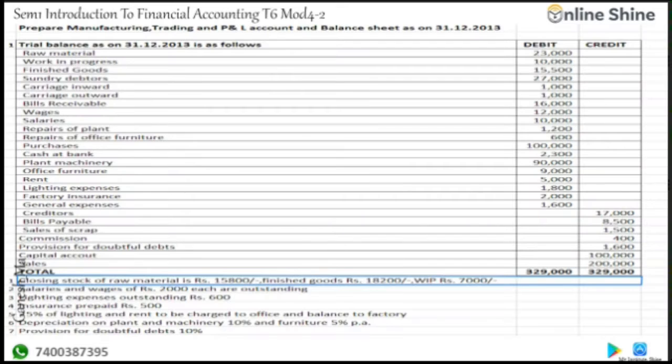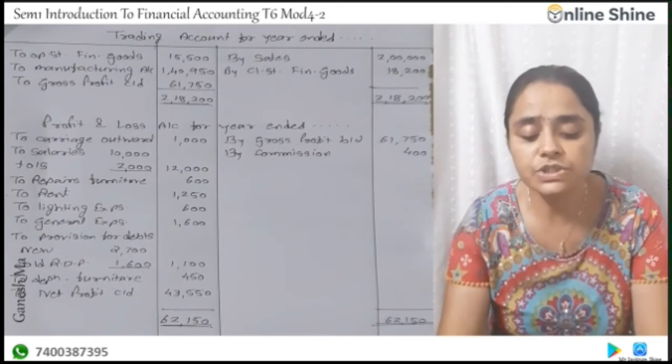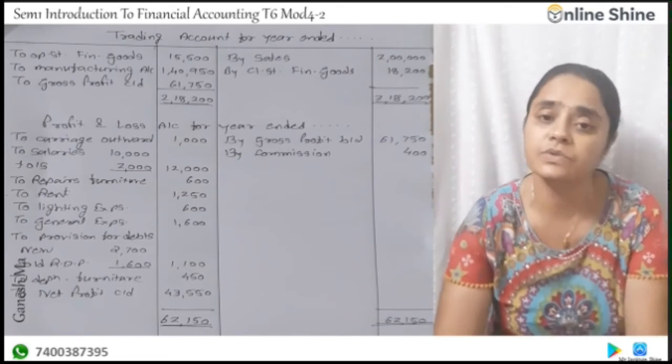Next you have a closing stock of finished goods. One effect you have already posted in your balance sheet. The second, closing stock of finished goods. As the opening stock of finished goods is in trading account, so closing stock of finished goods will also go in trading account credit side, closing stock of finished goods 18,200.